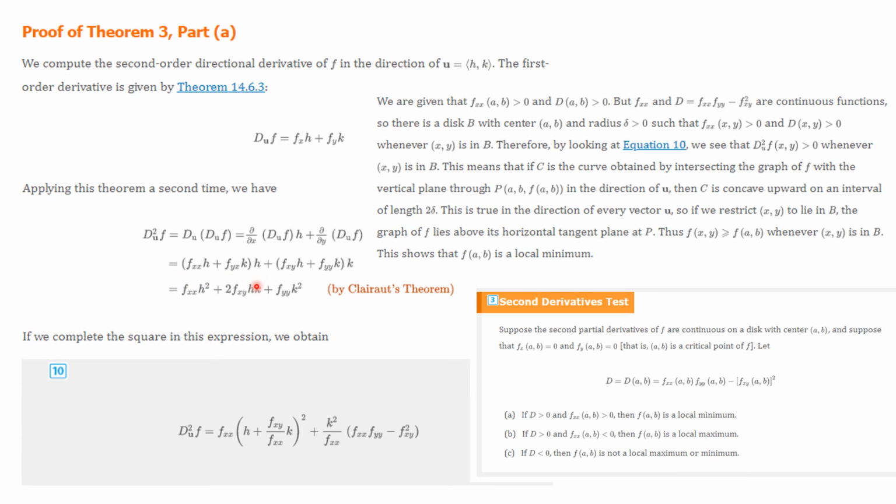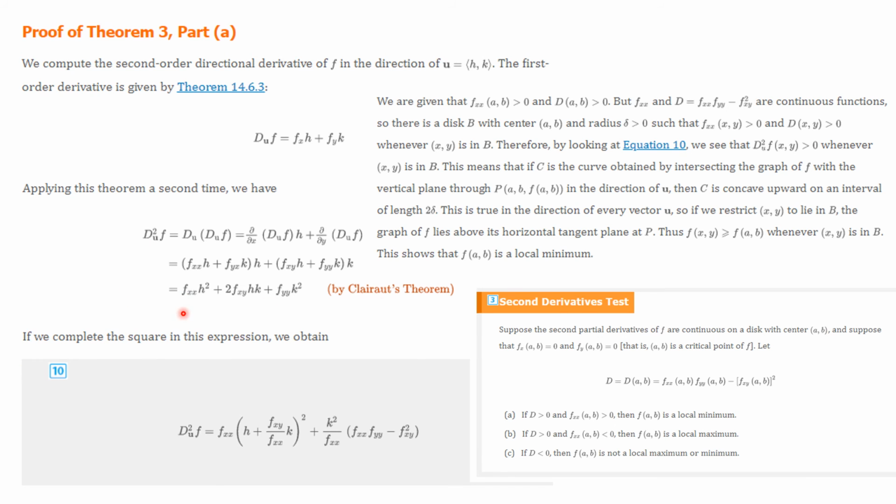And so I will combine like terms, factoring out the h's and k's. And that is what I get after I do the calculation. And so I'm going to get this, and notice that the partial with respect to x and y and the partial with respect to y and x are the same. And the reason those are the same is because we have Clairaut's theorem. That's a theorem that we proved if the partials are continuous. Those expressions are the same.